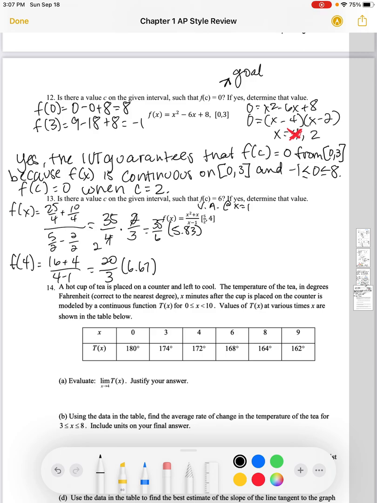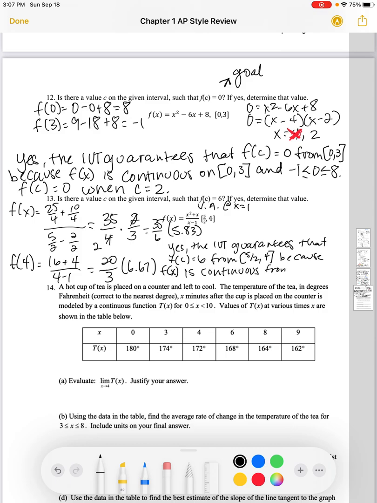Now it looks like I'm going to run out of room here, so I'm just going to write small here. Yes, the IVT guarantees that f of c is equal to 6 from 5/2 to 4 because f of x is continuous from 5/2 to 4, and 35/6 is less than or equal to 6, which is less than or equal to 20/3.